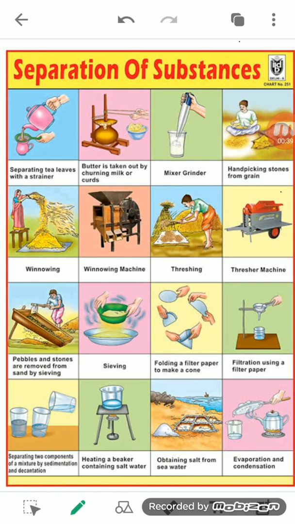And in this chapter we will study the different processes by which we can separate the different substances from each other.